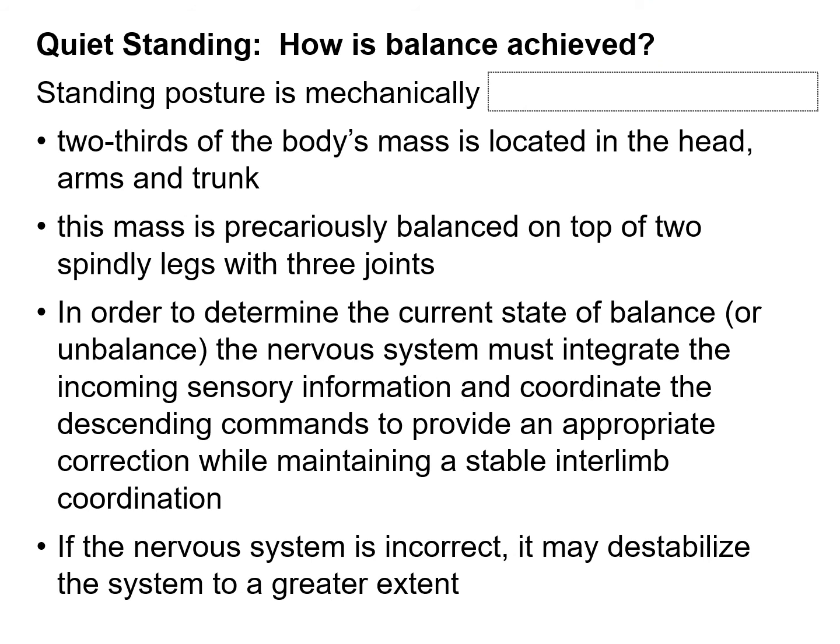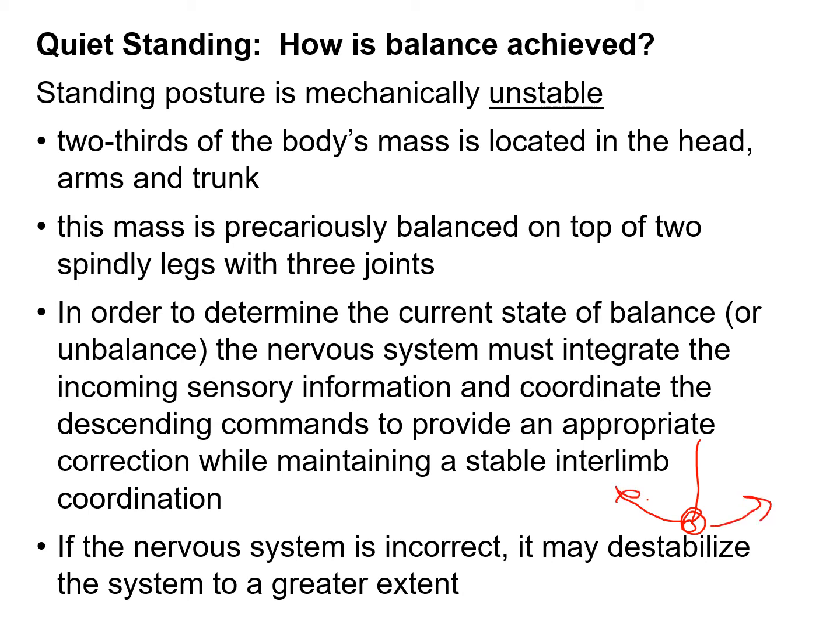So in quiet standing, just standing around, how is balance achieved? The standing posture is mechanically unstable. Think of what a pendulum is. You've got a bell on a piece of string and it goes back and forth like this. When we're looking at somebody just standing, we're looking at almost an inverted pendulum, going back and forth like this. So normal quiet standing posture is actually quite mechanically unstable.